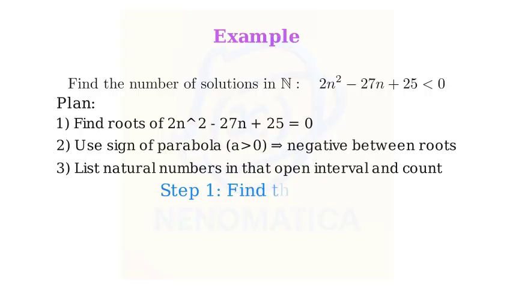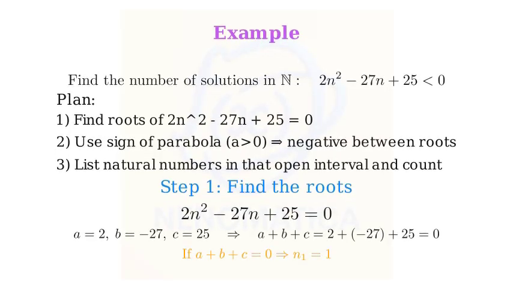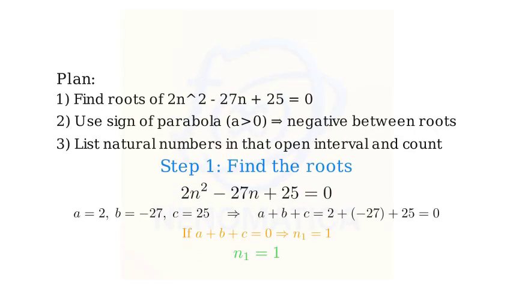Step 1, find the roots of the quadratic equation 2n squared minus 27n plus 25 equals 0. Quick check trick. If a plus b plus c equals 0, then n equals 1 is a root. Here, a equals 2, b equals negative 27, c equals 25, and 2 plus negative 27 plus 25 equals 0. So one root is n1 equals 1.